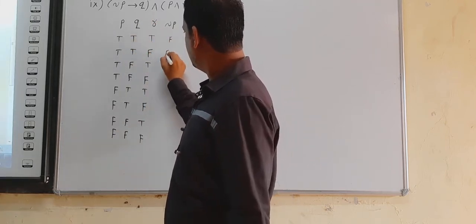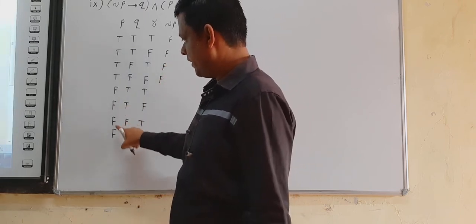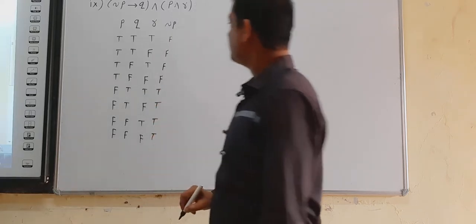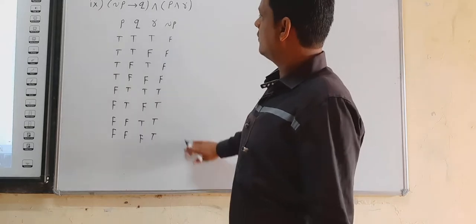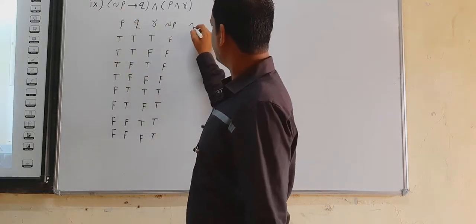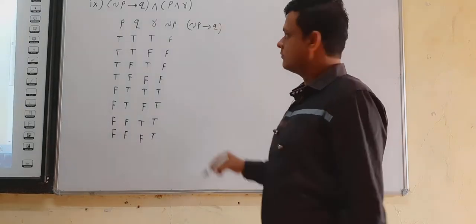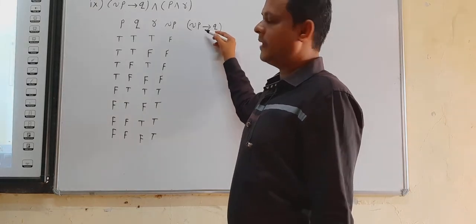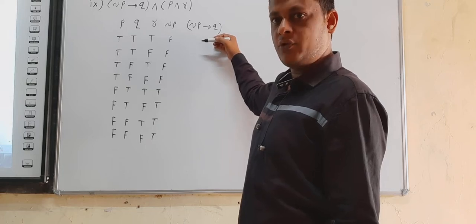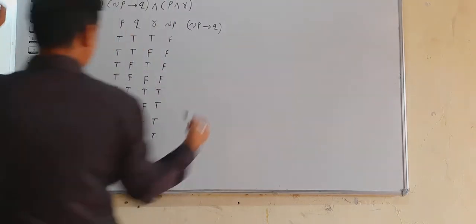That means its negation is F. Here is F, so its truth value must be T. We write the entries for the implication, negation P implies Q. We have to apply the rule for the implication: if both statements have the same truth value, then its result is true, otherwise the result is the truth value of the second statement.